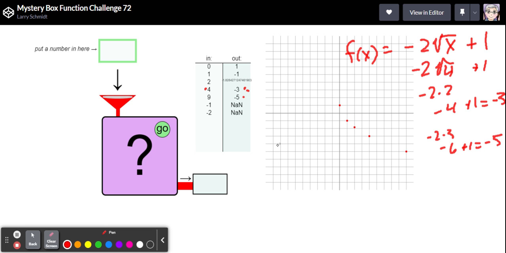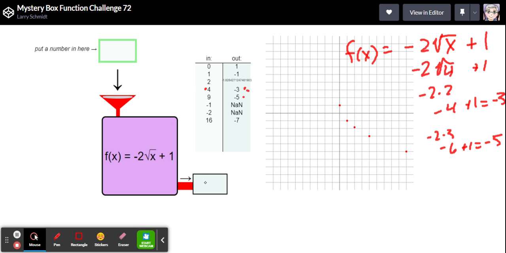Why don't we predict one more? What would happen if I put in a 16? That's an easy one because we know the square root of 16. Well, the square root of 16 is 4, times a -2 is -8, plus 1 would be -7. So if I put in 16, I should get -7. That won't show up on our graph, but we can see the number and verify that way. Yep, 16 gives us -7. That clinches it for me. I think we're done. Let's go ahead and reveal.